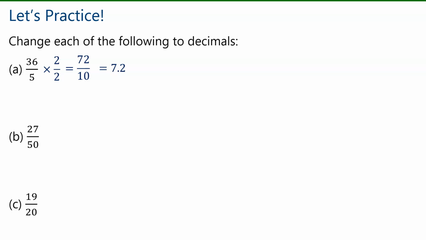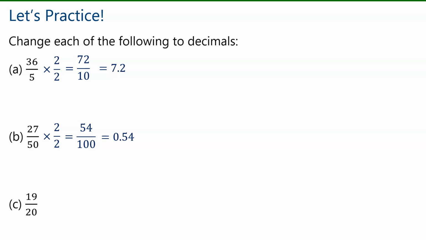Now for b, my denominator is 50. So I can multiply that by 2, so it's 100. So when I multiply by 2, I get 54 over 100. Now, moving the decimal 2 places to the left, I get this, 54 hundredths.